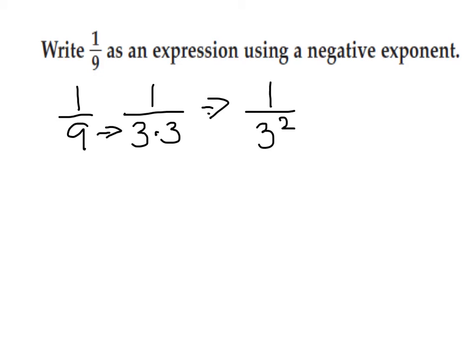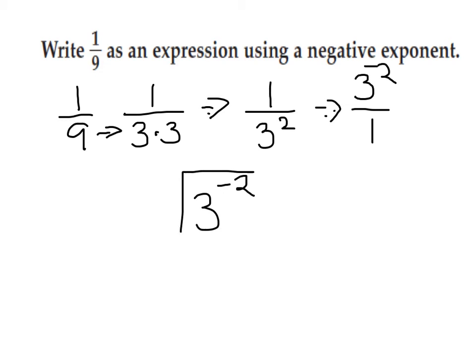Now we do have a positive exponent, but we want to use a negative exponent. So what are we going to do? We're going to continue with our fraction. We're now going to move our base up to the numerator along with our exponent. And since it was positive, now that we moved it up, it becomes a negative. And that's over 1. Now let's simplify that, because anything over 1 is just itself. So there's our answer: 3 raised to the negative 2 power is the same as 1 over 9.